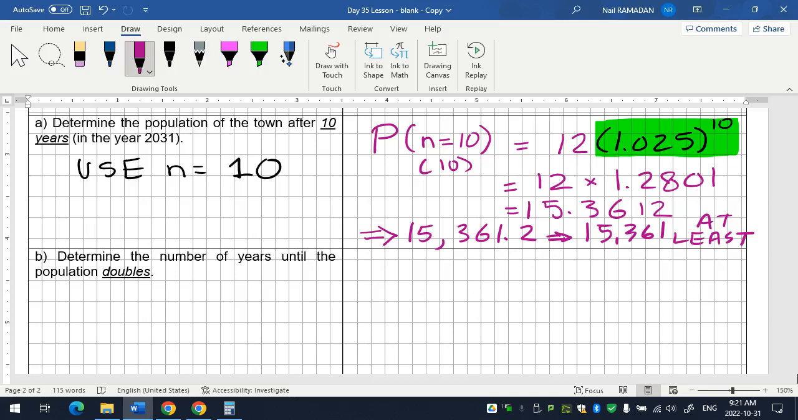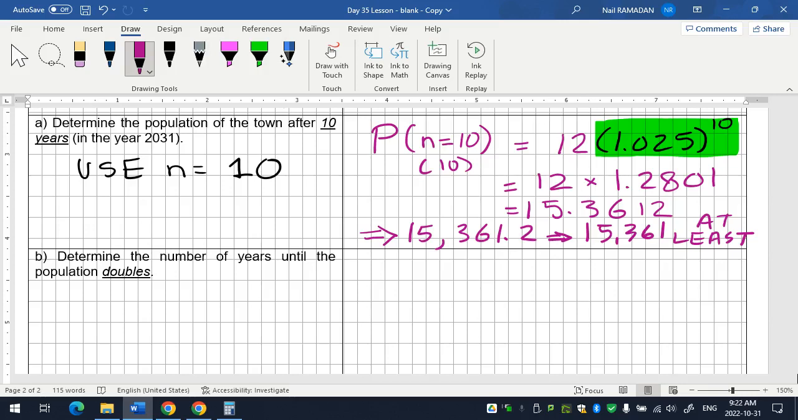How many? So the question is saying, which year should we expect the number of people to hit 24,000? Or the number of years until we use what value in the equation? 24 only. Remember, you use 1,000 times less in the math than in the equation. So let's just write this down.